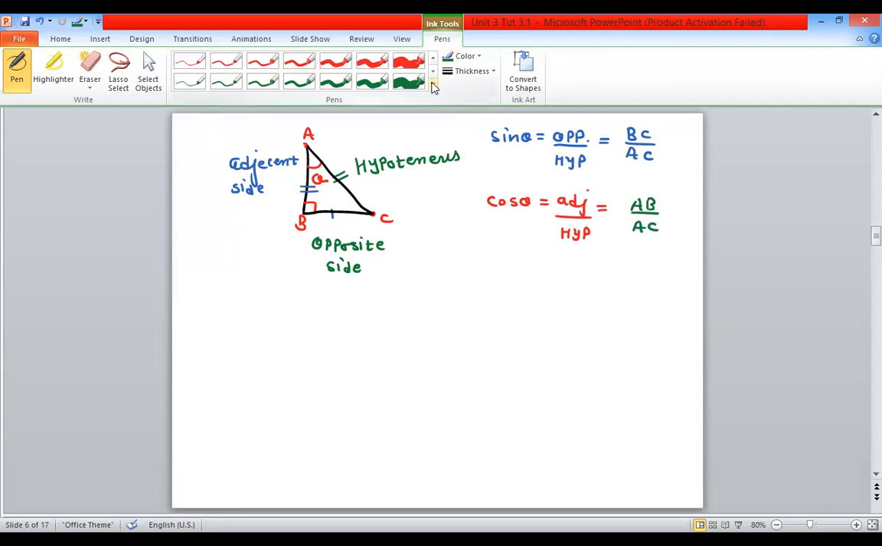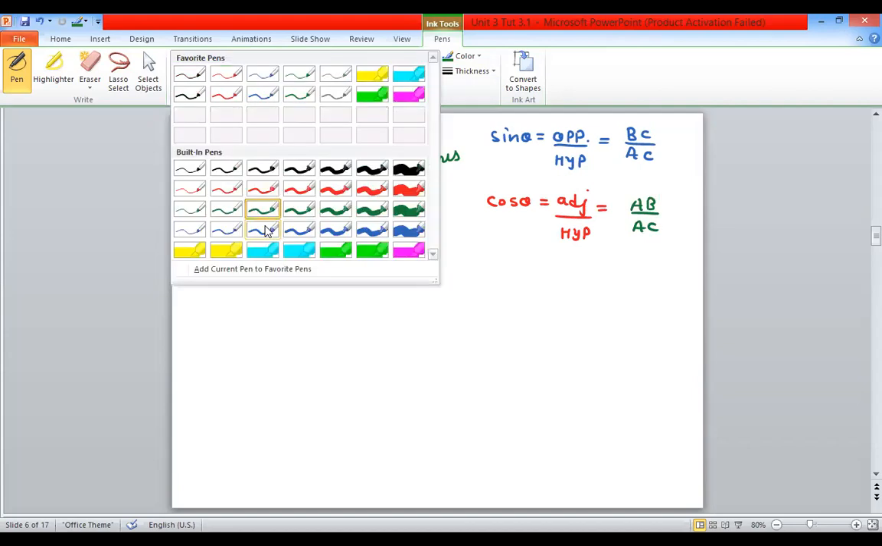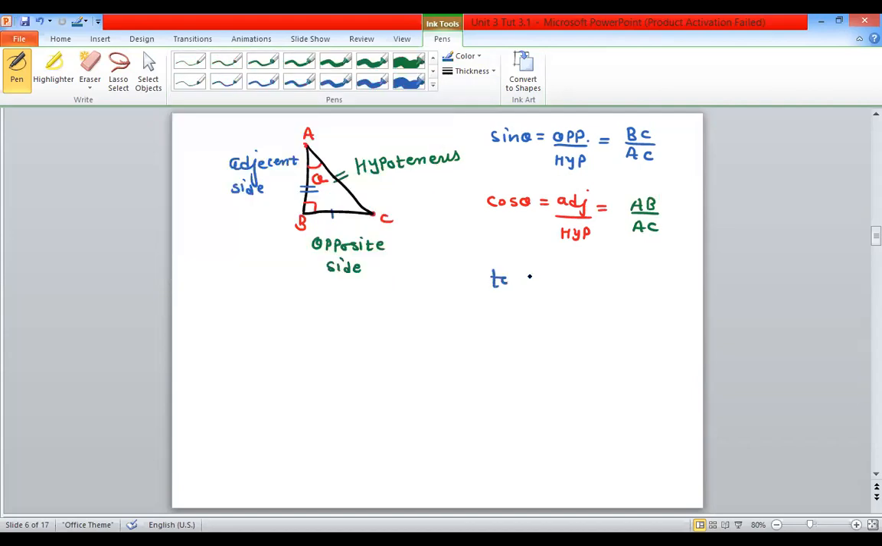Now the tan theta is defined like this. That means the sine upon cos. You just remember the sine is BC upon AC and the cos is AB upon AC. Both have a common denominator, which will be cancelled. So the tan theta becomes opposite upon adjacent. And the opposite side is BC, right? Very good. It's BC upon AB.